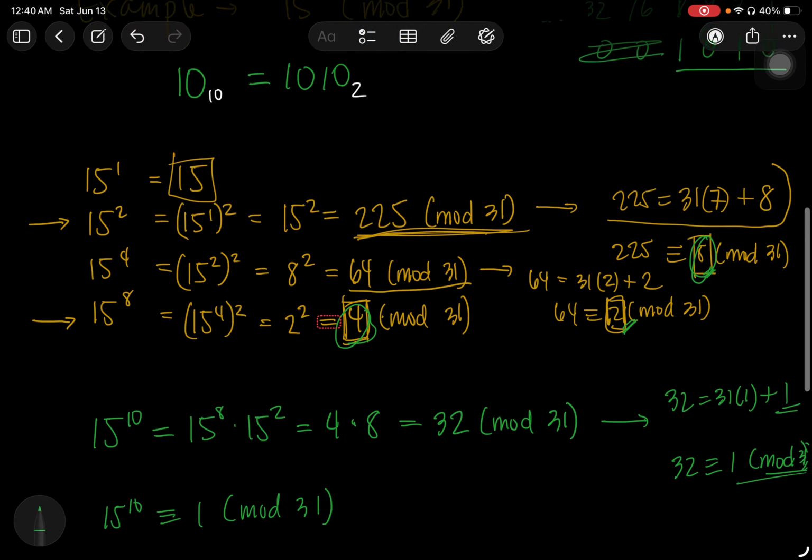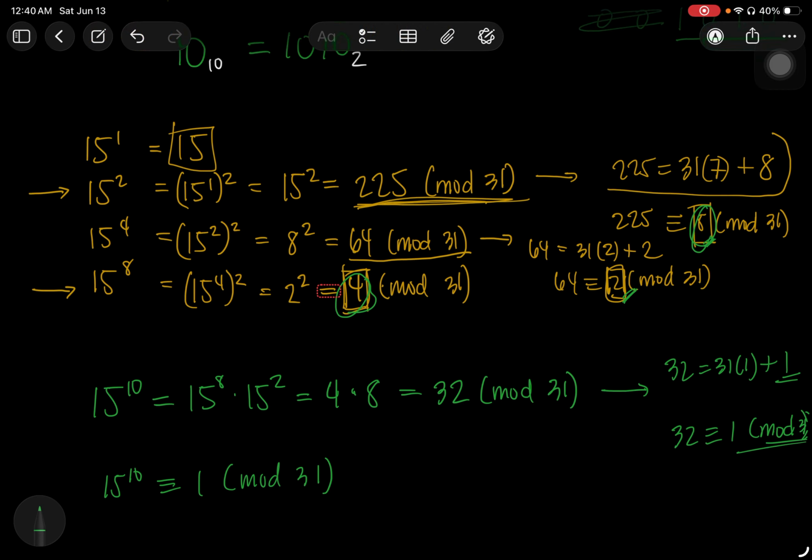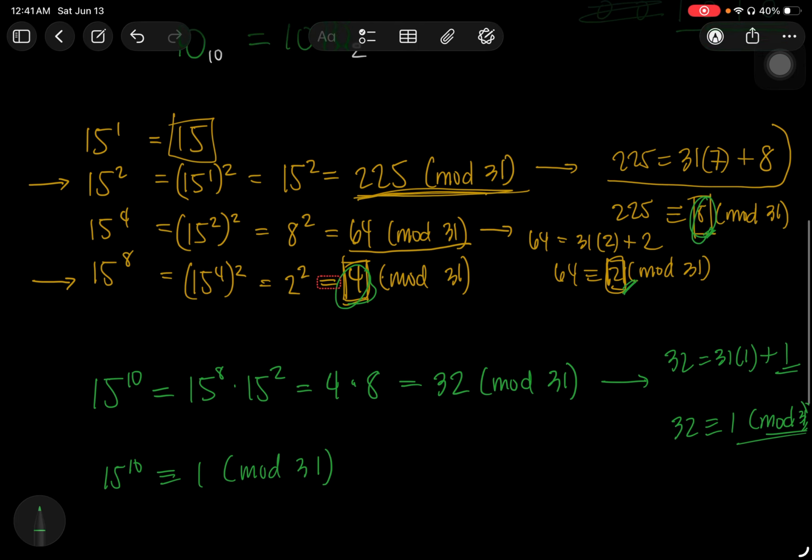So there you have it. This is how you perform the binary expansion of exponent in finding the least residue. So for the next video, we'll move to the squaring or repeated squaring.